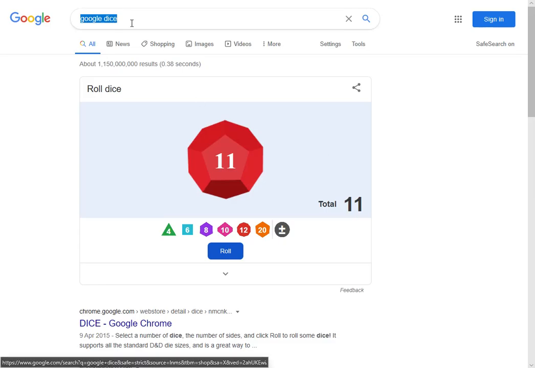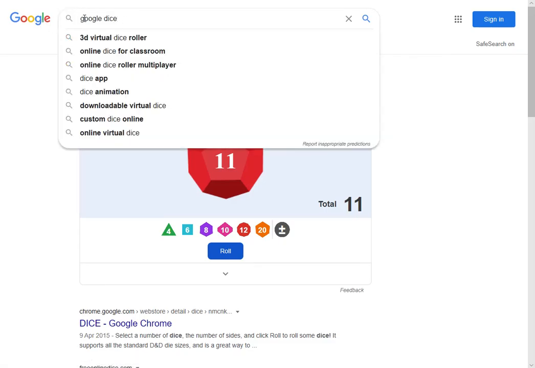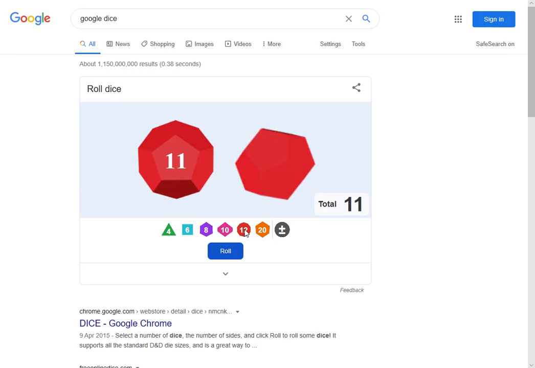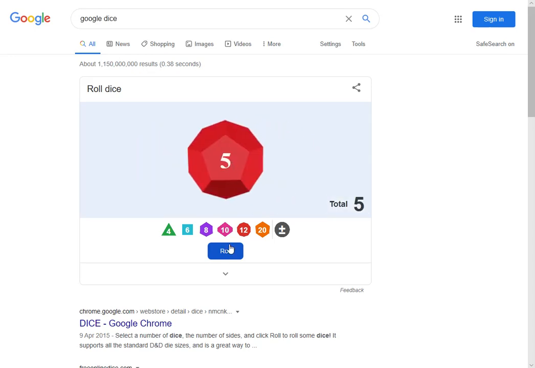Go to Google, type in Google Dice, get a 12-sided dice up, and for 2 minutes practice by rolling the dice and writing out your 2 times table, the facts for the 2 times table, 2 times 11 for example.